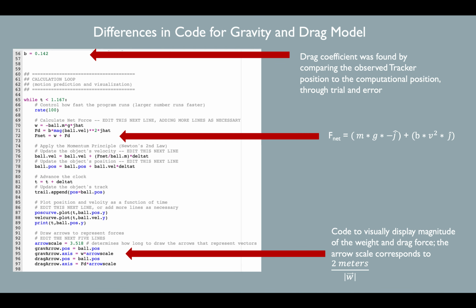For the gravity and drag model, I found the drag coefficient by comparing the final observed tracker position to the final computational position through trial and error. I changed F net so that it would be equal to the sum of the weight and drag force, with the respective formulas for each force shown right here. To visually display the magnitude of each vector, I set the length of the arrow to be equal to the product of the vector times 2 meters divided by the magnitude of the vector.